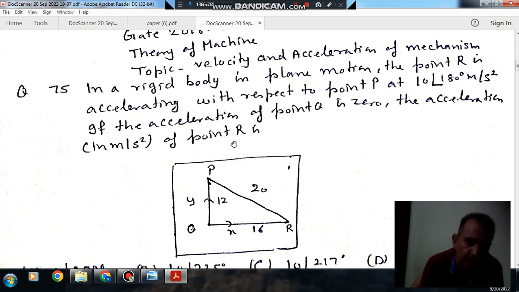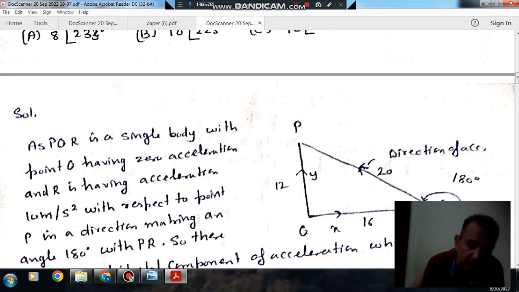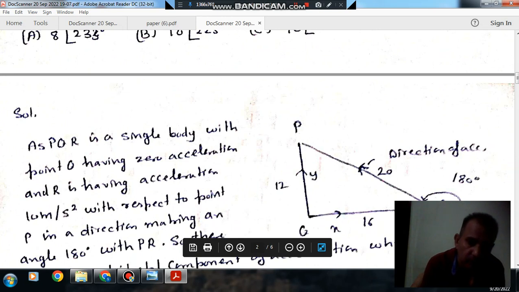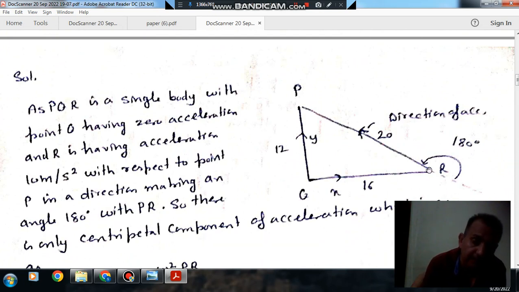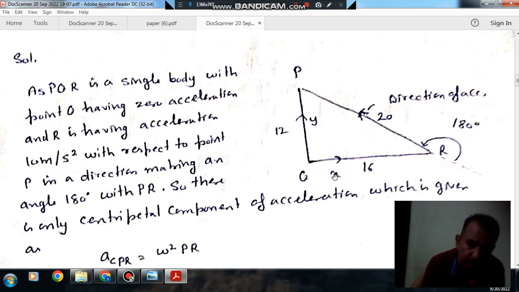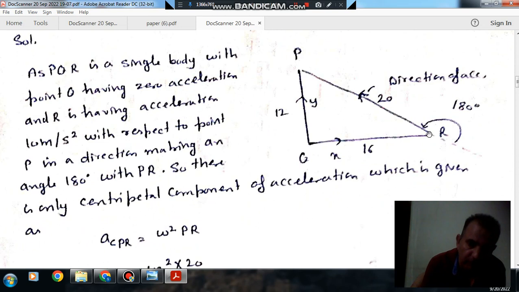the acceleration of point R. Acceleration of point R means absolute acceleration of point R. As there is only the centripetal component, because the acceleration of point R with respect to P is given in this direction, there is only centripetal acceleration. So when we consider the absolute acceleration of point R, its direction will be towards Q, because the centripetal component will always act towards the center.